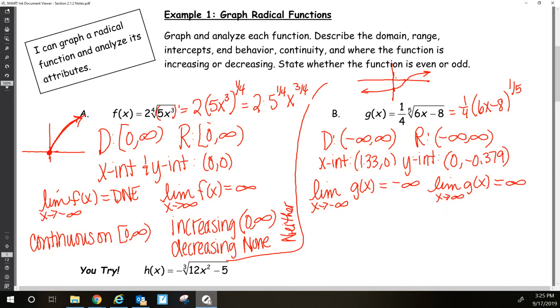This graph, when I draw it, is always increasing. I'm always getting bigger and bigger and bigger as I go left to right. So we're increasing on all of the domain, which is negative infinity to infinity, which means we're never decreasing. Is it an even or an odd function? Does it have symmetry there? No, because it got shifted away from the origin. It's no longer symmetrical about the origin. So this one is neither even or odd.